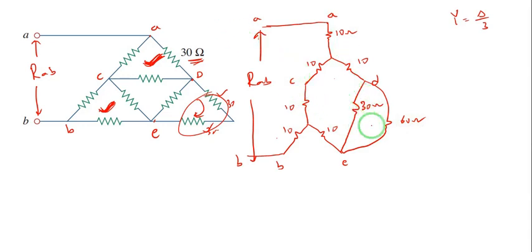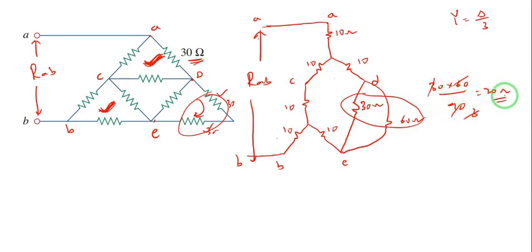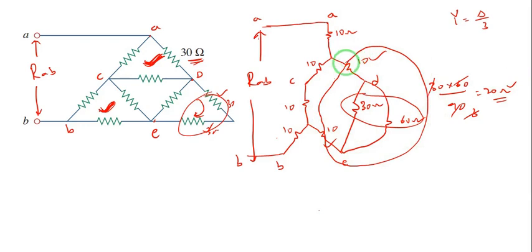Now we can easily solve this. This 30 ohms and 60 ohms are in parallel, so R1R2 by R1 plus R2, that is 30 into 60 by 90, so we get 20 ohms. Then this 20 ohms, this 20 ohms and these two 10 ohms are in series. 10 plus 10 plus 20 is 40 ohms.